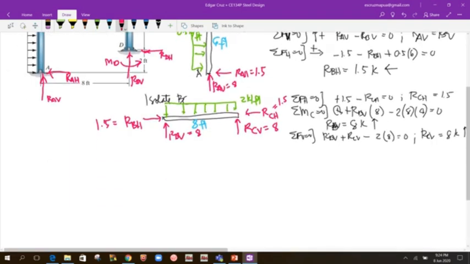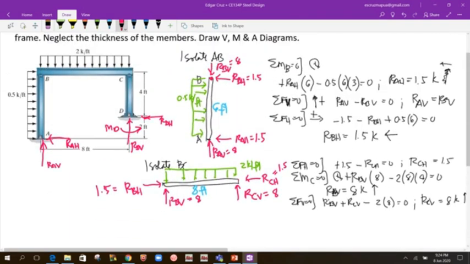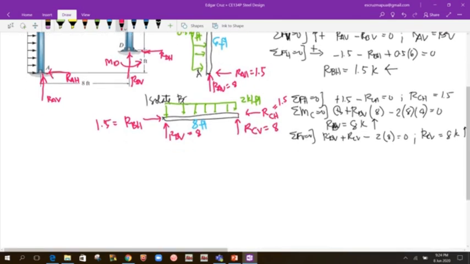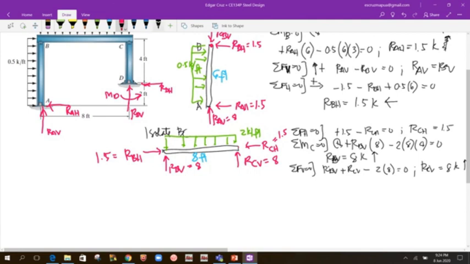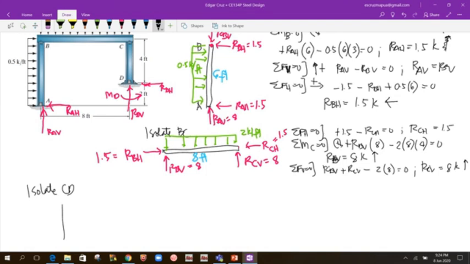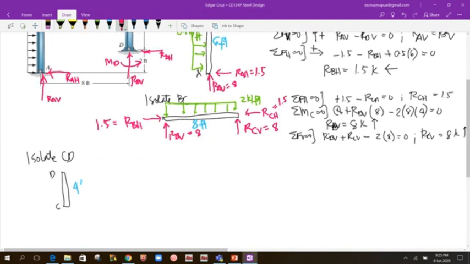So what's next? Okay, next is to isolate CD. Isolate CD. Okay, for isolate CD, so let's write it here. So this is C and this is D. Okay, so this is 4 feet. Tapos wala naman load, no? So 4 feet, so walang load. So di bali, meron lang dito RDV. Sorry, this is C, this is D.